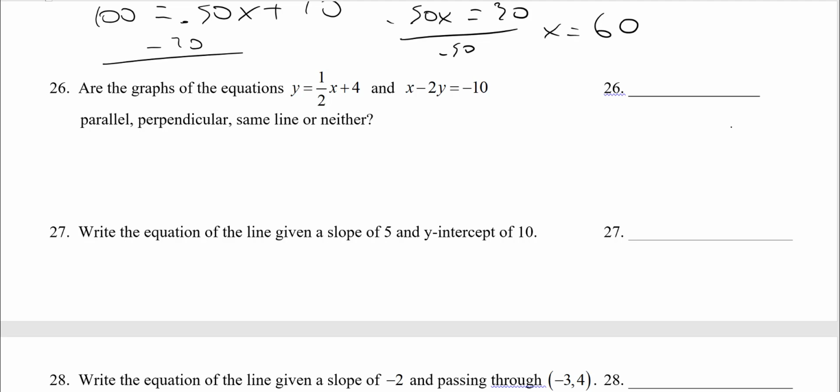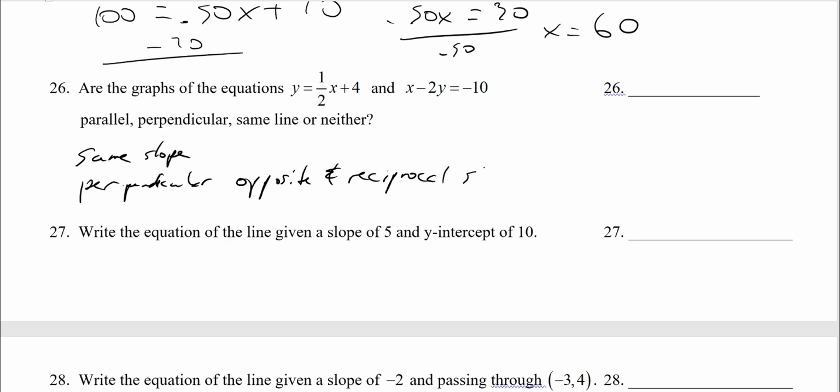Are the graphs parallel, perpendicular, or neither? Guys, remember, if it's parallel, it's the same slope. If it's perpendicular, it's the opposite and reciprocal slope. So an example would be 2 and -1/2. Those are opposite and reciprocal. Or 2/7 and -7/2. Those are all reciprocal and opposite.